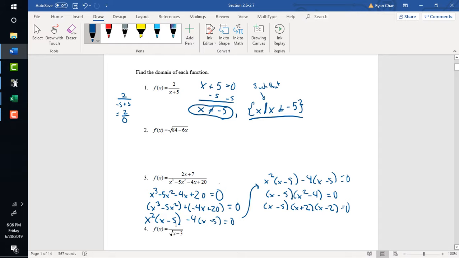So I'm going to set all these equal to 0, and I have the following here. I have x equals 5, x equals negative 2, and x equals 2. Now remember, this is what we don't want. So I say this is my final answer: x is everything except for 5, negative 2, and 2.